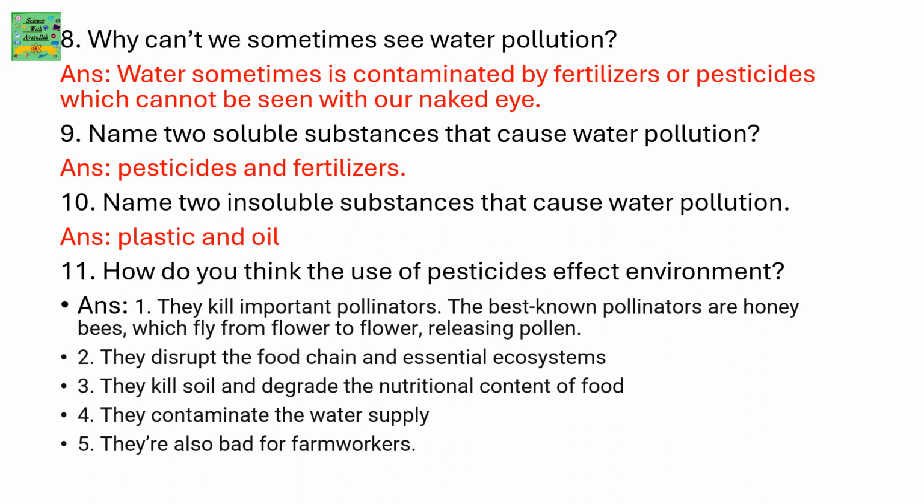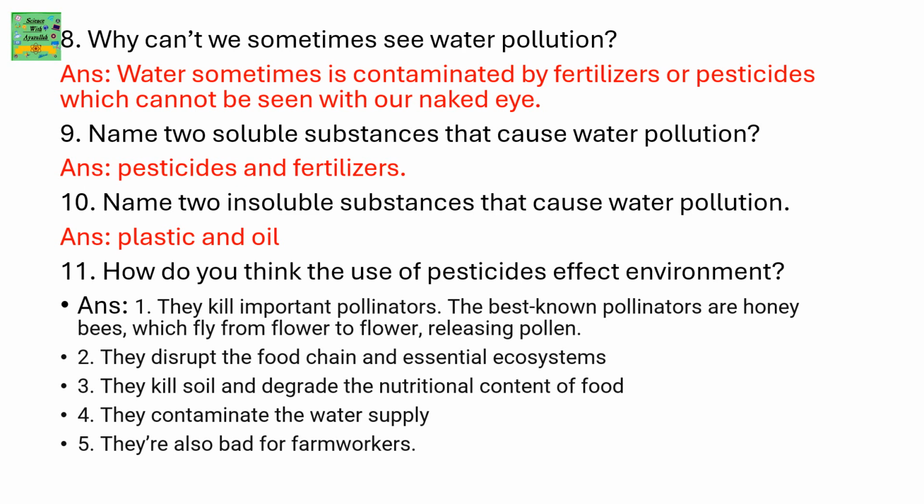Here are the answers for the last four questions. Why can't we sometimes see the water pollution? Water sometimes is contaminated by fertilizers or pesticides which cannot be seen with our naked eyes because they get dissolved in the water. Name two soluble substances that cause water pollution. It's pesticides and fertilizers. Name two insoluble substances that can cause water pollution: plastic and oil.